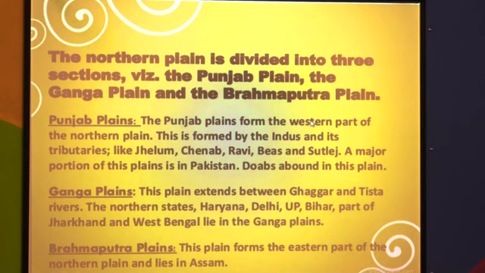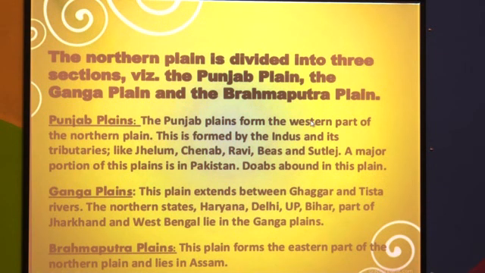Doabs abound in this plain. Some doabs, some plain area are also formed by this river. And when we observe, Punjab is a word made of two words: Pan means 5 and Ab means water, so 5 rivers are there, that's why it is called the Punjab area. And Doab means what? Doab is made of 2 words: Do means 2 and Ab means water. So similarly, Punjab is also made up of 2 words, Pan means 5 and Ab means water. So Doab and Punjab plain area are formed by this Indus river and its tributaries.